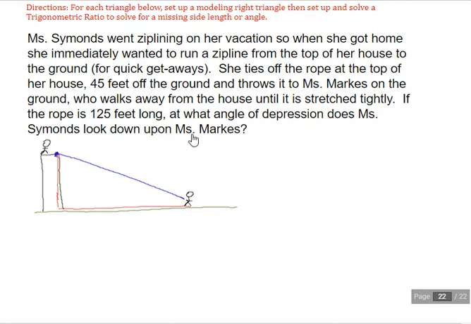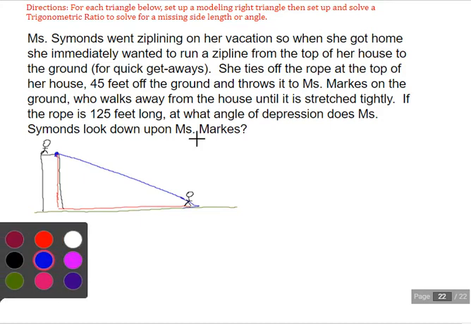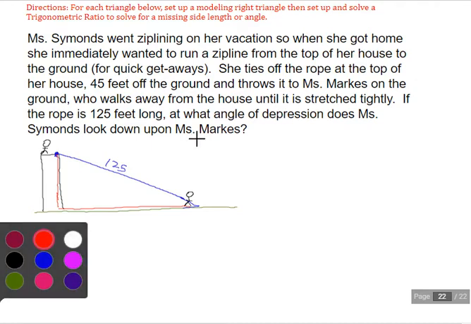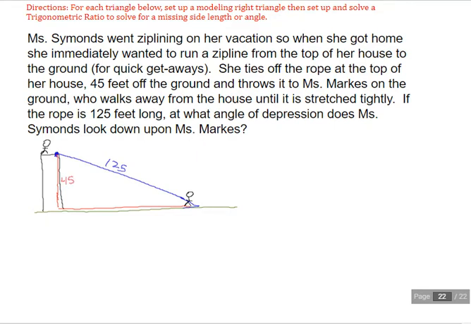In fact, we even have some values. We know that there's 125 feet of rope, so it's 125 feet this way. And it's 45 feet off the ground, so that means we have 45, which goes from here to here. All right, and so when the rope is stretched tight, Ms. Simmons is looking down at Ms. Marcus, and we want to know the angle of depression.